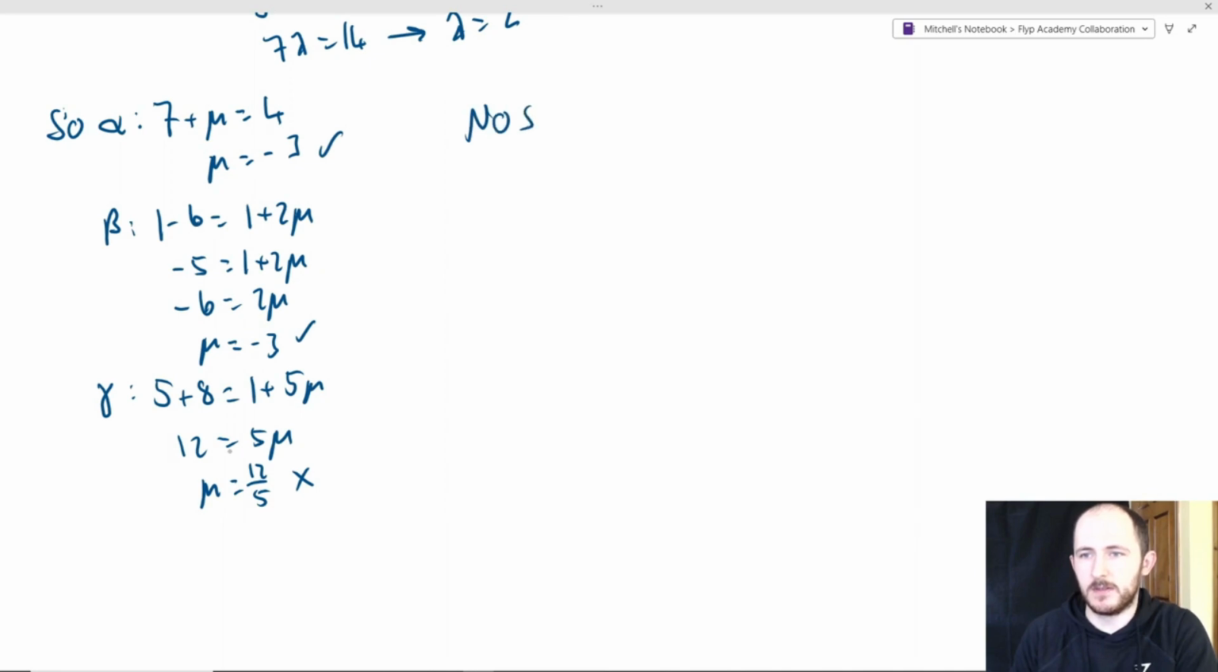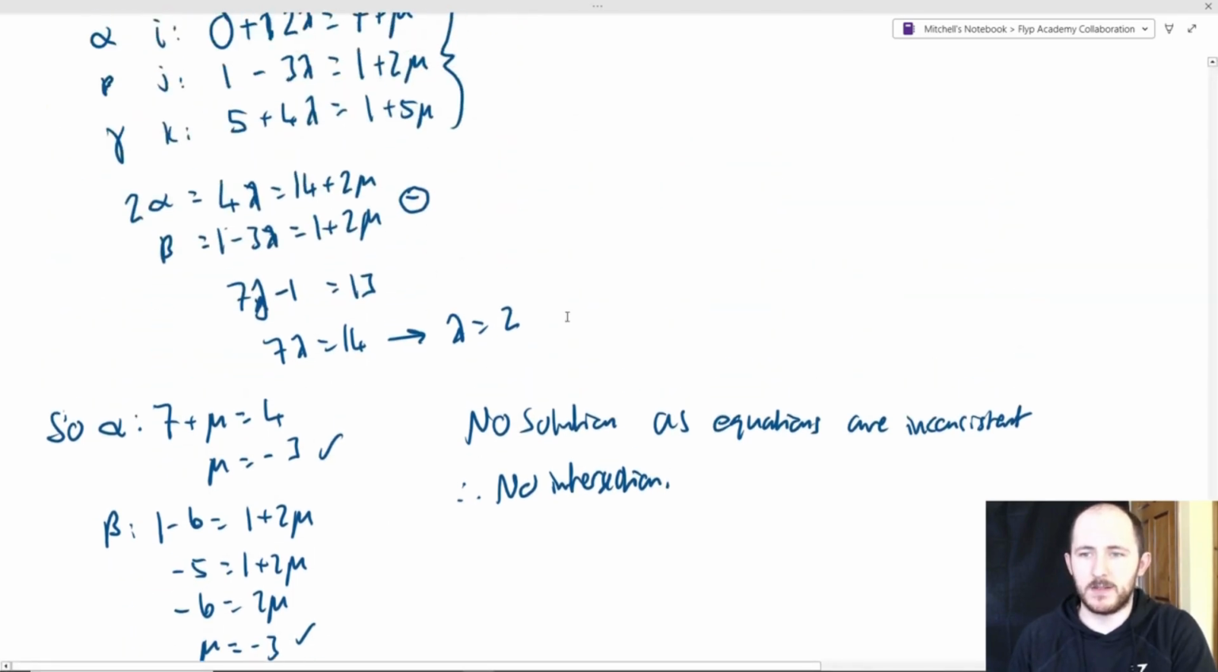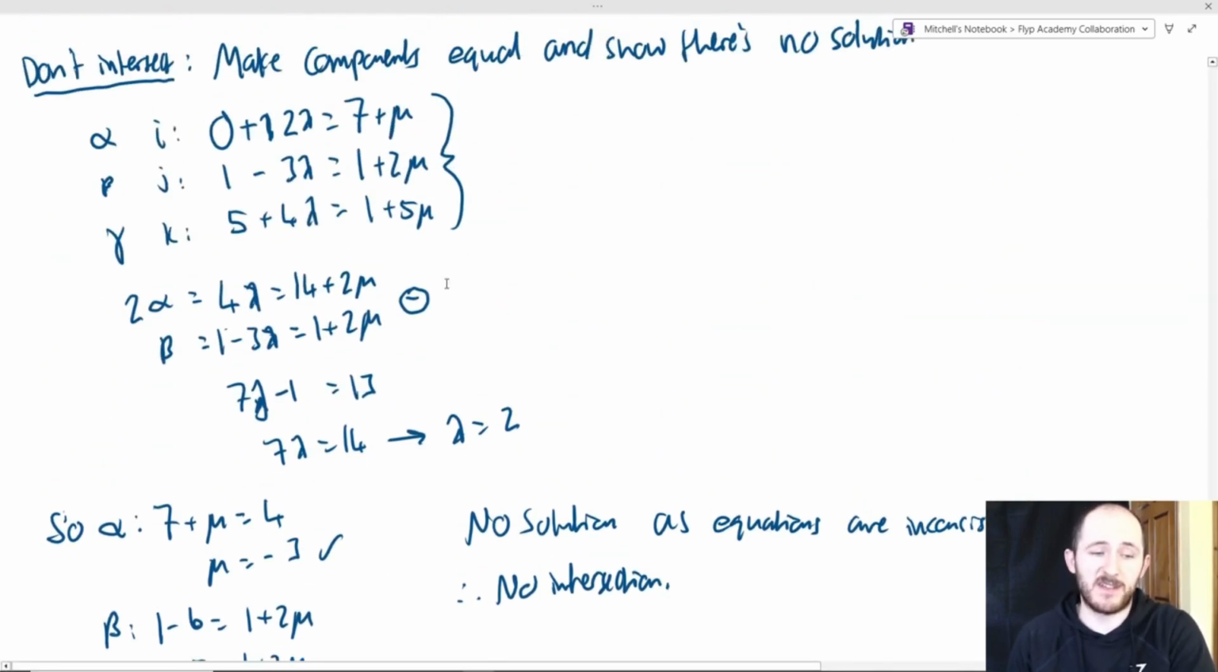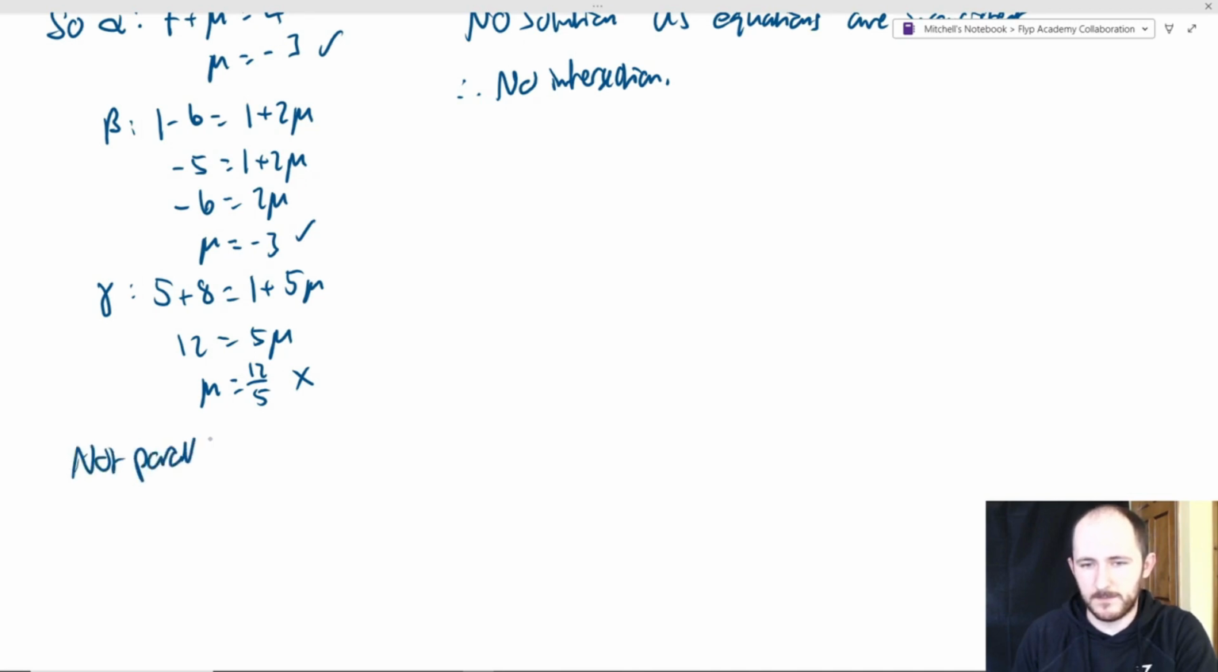No solution as equations are inconsistent. Therefore, no intersection. Okay? And you'd find that if you were to work out lambda in a different way, you'd actually get a different value of lambda too. So that is actually another way to do it. So they don't intersect, so not parallel, and don't intersect. Therefore, they are skew.